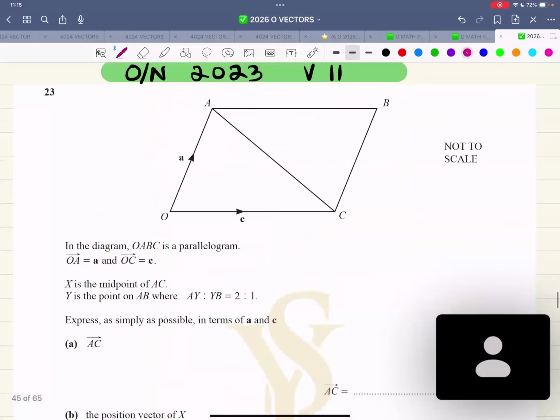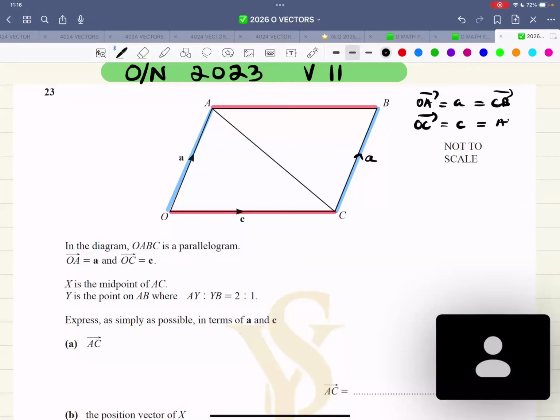It says in the diagram, OABC is a parallelogram. So now opposite sides are parallel. These two are opposite sides. They are parallel. And the other two opposite sides are this. Let me change the color. That goes like this. That goes like this. Now OA is A. So if OA is A, that means CB is also A. So OA is A. That's the same thing as CB. And then OC is C. That's the same thing as AB.